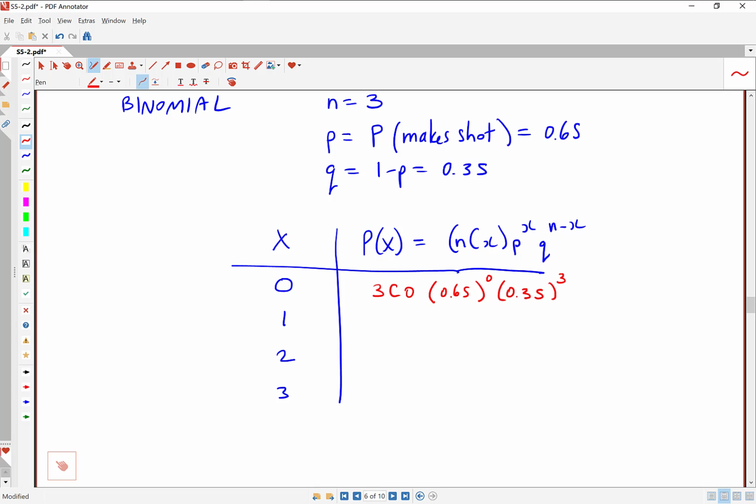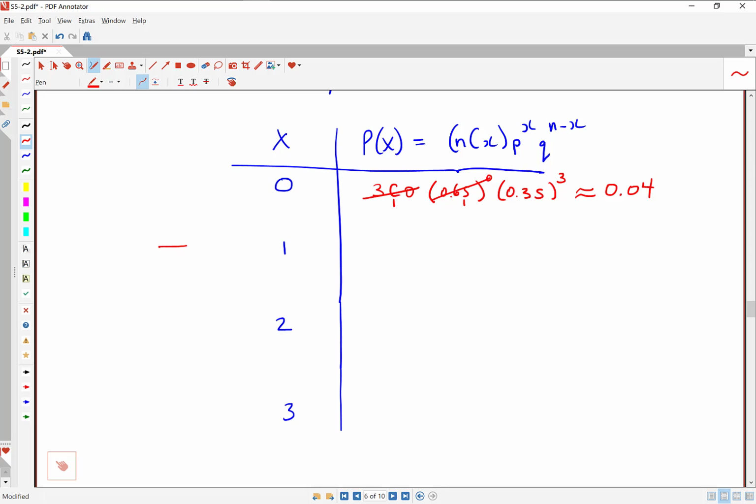So as we go, let's put these numbers into our calculator. You can make life easy by figuring out that 3C0 is 1. Also, anything raised to the 0 is going to be 1 as well. So it's just a matter of going 0.35 cubed. Let's round everything off to a couple decimal places just so we can see the percentages. So he's got a 4% chance of making 0 of his shots.